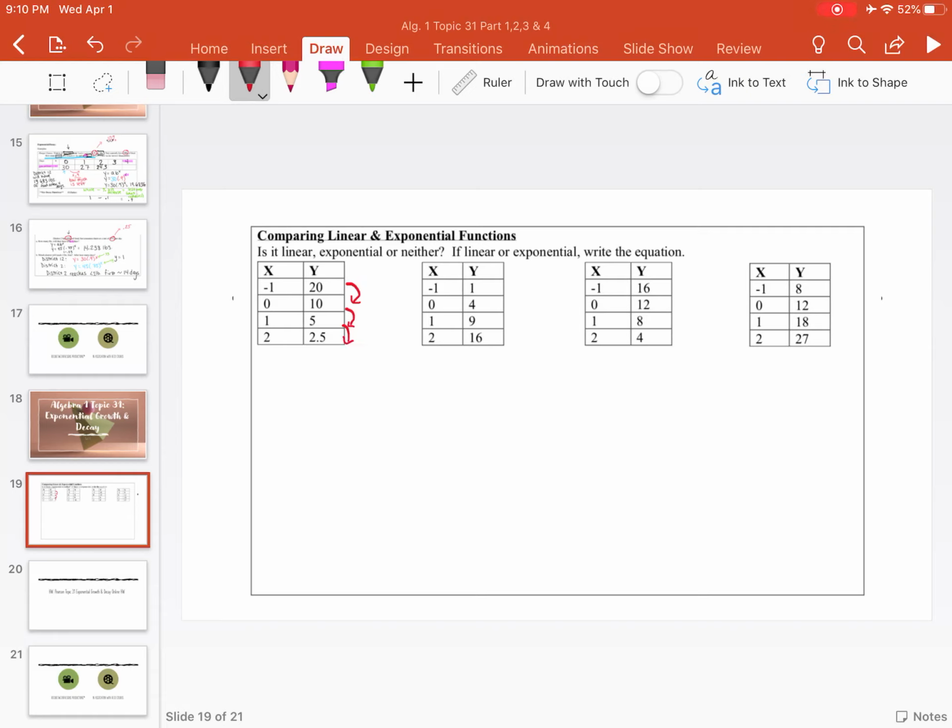So what's happening here is we are multiplying each value by 1/2. So because we have this consistent multiplier here, this is an exponential function. And we have a common multiplier of 1/2.